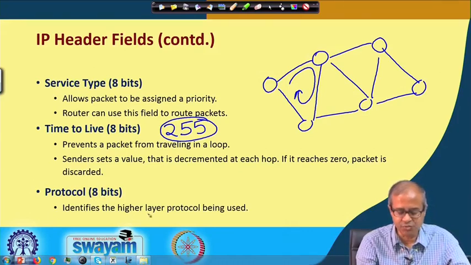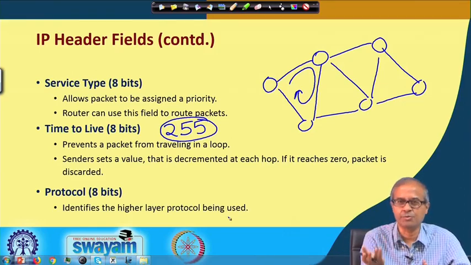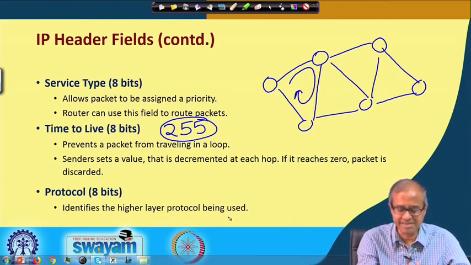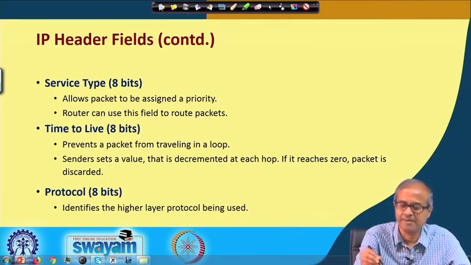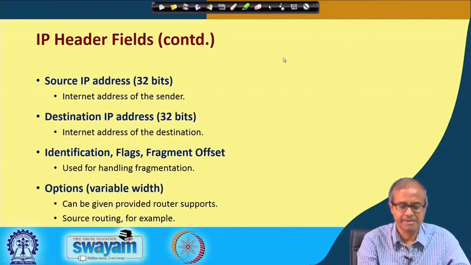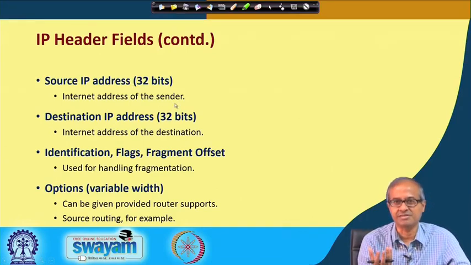Protocol is another field, this is also 8 bits. This will identify which higher layer protocol you are using, like TCP and UDP, the most important protocols. They have an 8-bit code. There are other protocols also. In that case, you will have that particular protocol number in 8 bits, indicating which high level protocol is being used here. Then of course, you have the source and destination IP addresses. As I said, these IP addresses are 32-bit addresses.